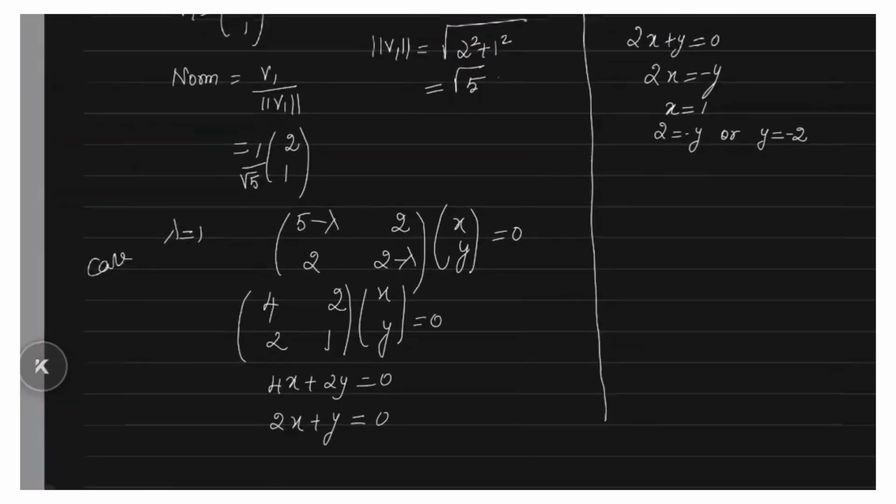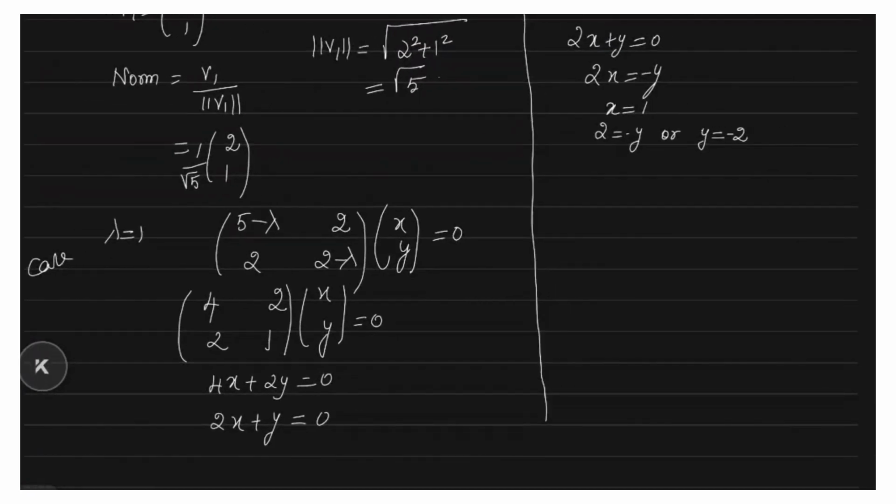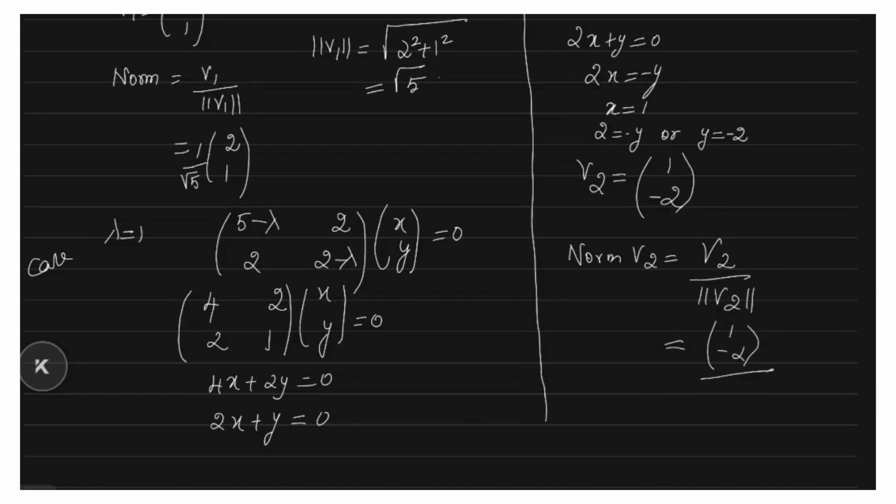So my new vector v2 is, with x taking the value 1, y is minus 2. When you normalize it, normalizing v2 is v2 divided by norm v2. v2 is 1, minus 2, and the norm of v2 is the square root of 1 square plus minus 2 square. So it is 1, minus 2 divided by root of 4 plus 1, which is 5.